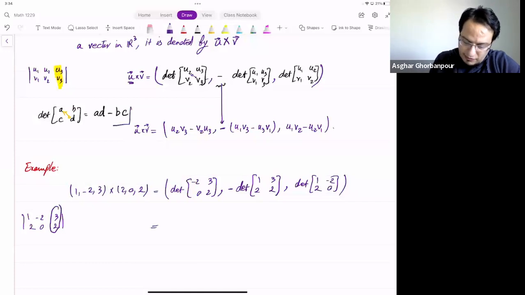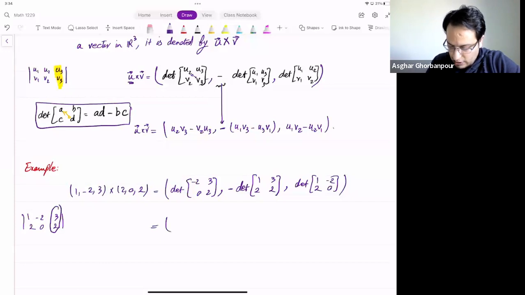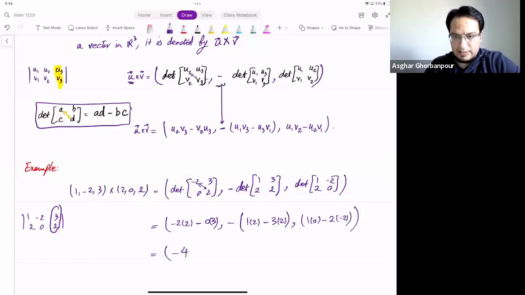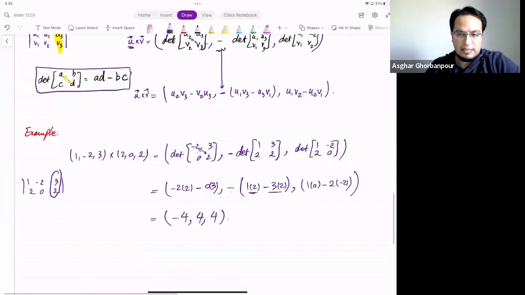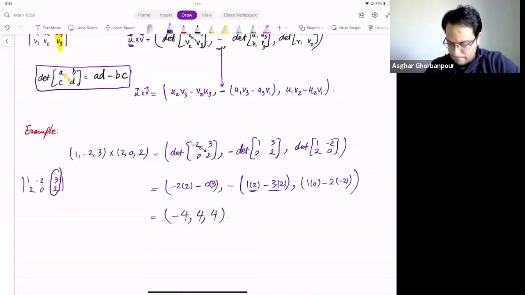Okay, the determinant of a 2 by 2 matrix: you multiply diagonal entries, negative 2 times 2, minus off diagonal entries, minus 1 times 2 minus 3 times 2. Then 1 times 0 minus 2 times negative 2. So this way I have the first component, negative 4. I have the second component, 2 minus 6 is negative 4, times another negative sign is 4. And negative 2 times negative 2 is 4. Negative 4, 4, and 4. That's what we have for the cross product.